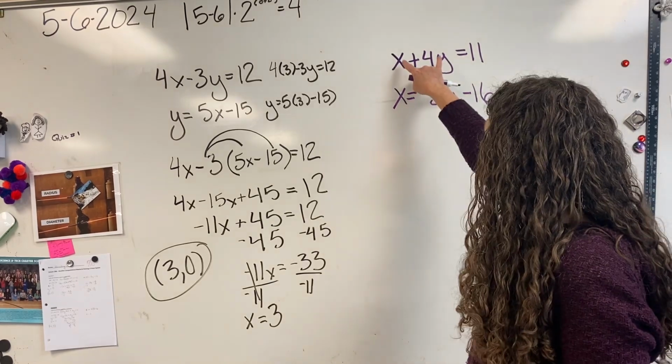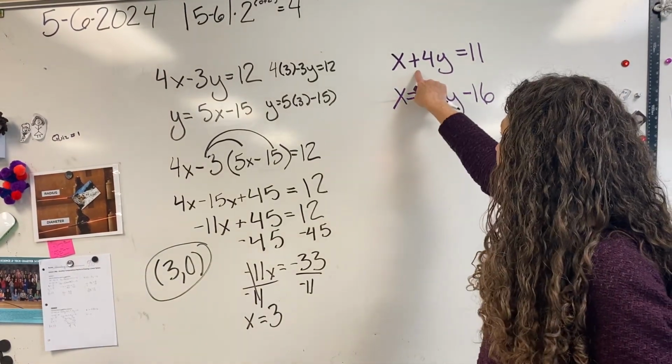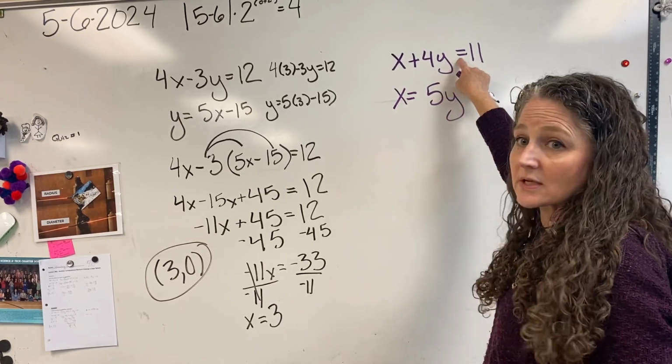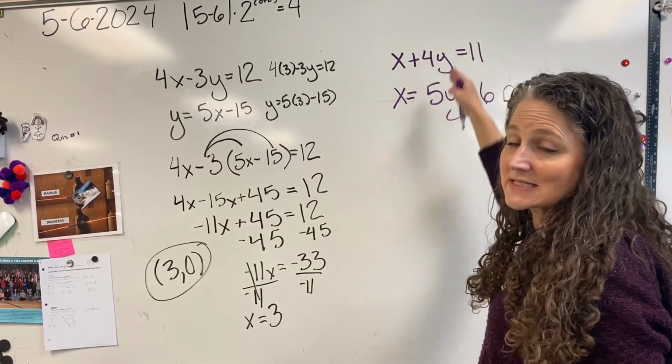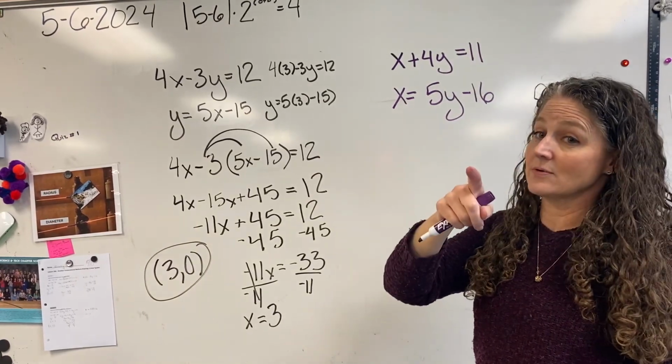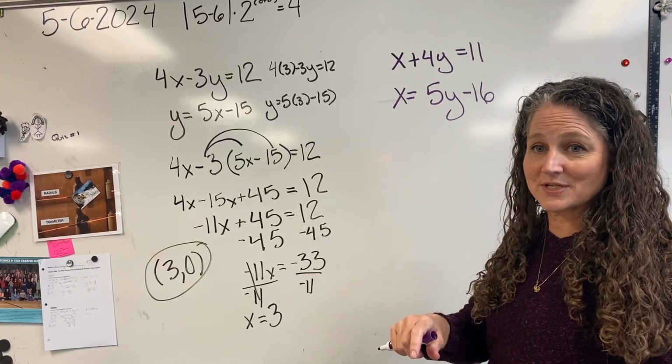Can we add these like we did last time? No, because that's an equal sign, not a plus sign, and that's a minus sign, not an equal sign. The numbers lined up beautifully, but the equal signs need to line up too, and they don't. We're going to solve it by substitution today.